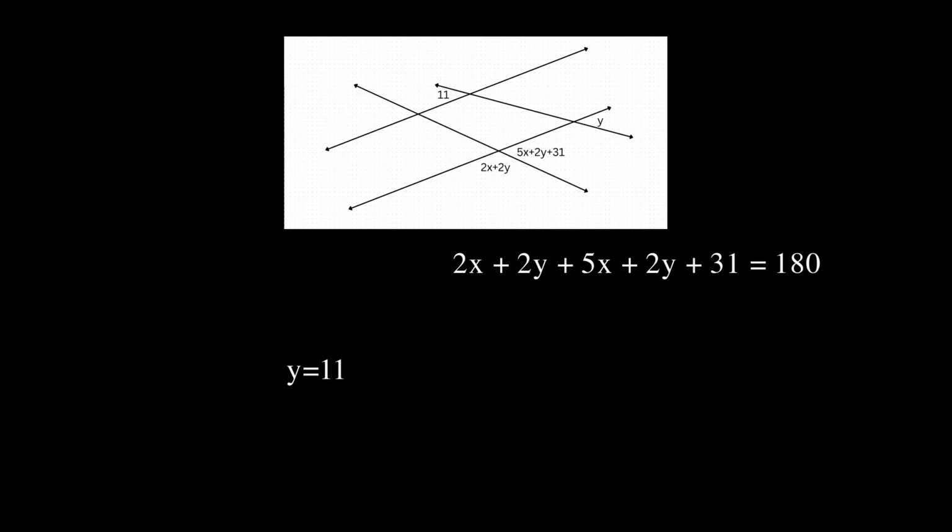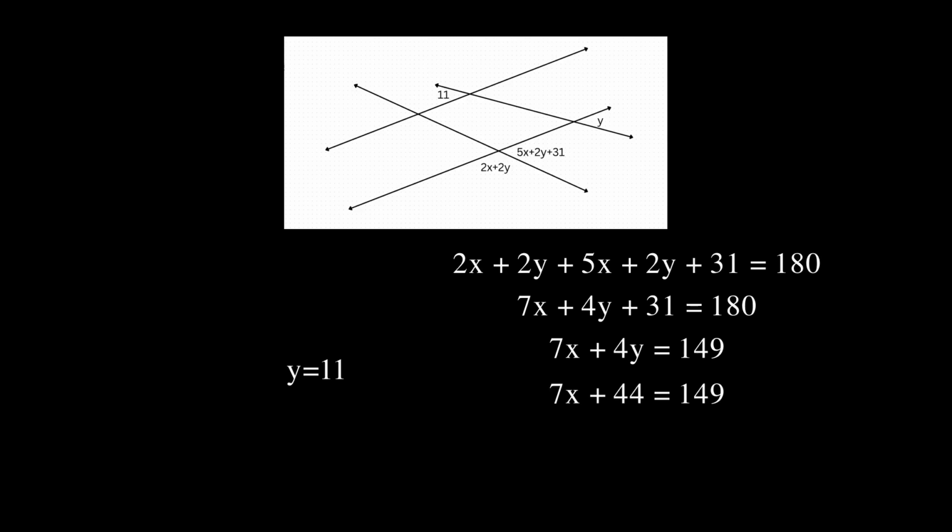Combining the like terms, we get 7x plus 4y plus 31 is equal to 180. Subtracting 31 from both sides gets us 7x plus 4y equals 149. Plugging in y as 11, we get 7x plus 44 equals 149. Subtracting 44 from both sides gets us 7x is equal to 105. And dividing both sides by 7 gets us 15. So our final answer is that x is equal to 15.